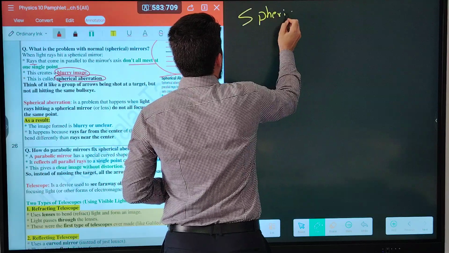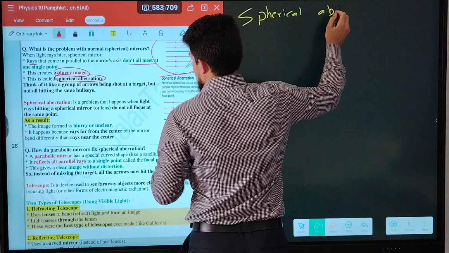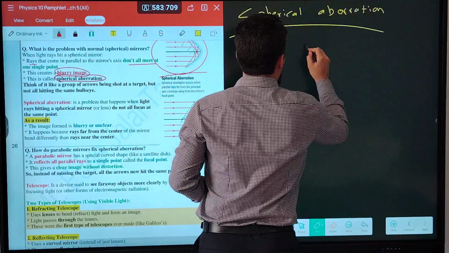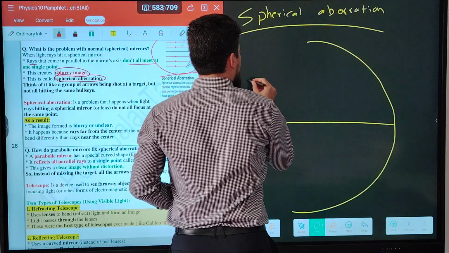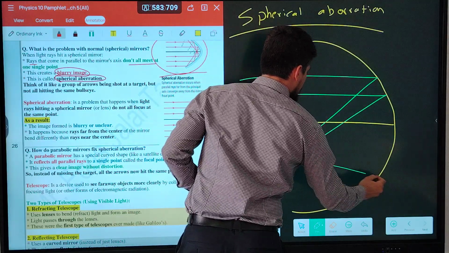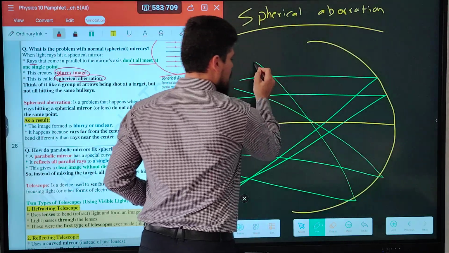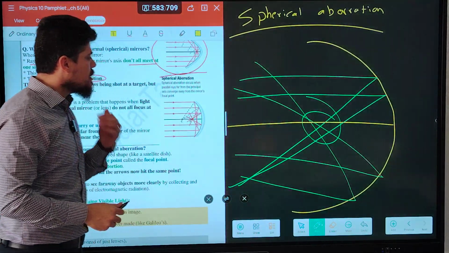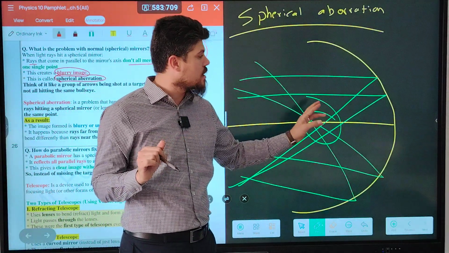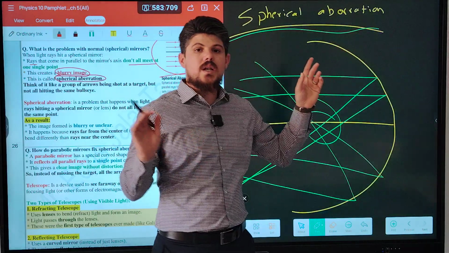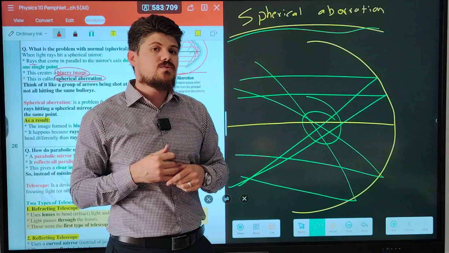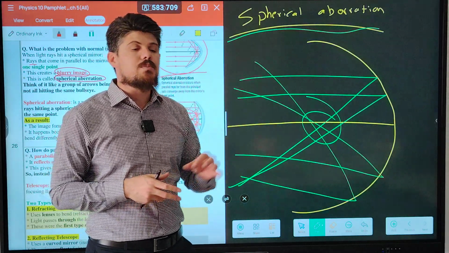Look, spherical aberration. This is incoming light, reflected light. Guys, look. The reflected light does not intersect exactly at one point. This phenomenon is called the spherical aberration. In the spherical aberration, the image is blurry, not very clear. So we have to fix and treat this problem by using parabolic mirror.